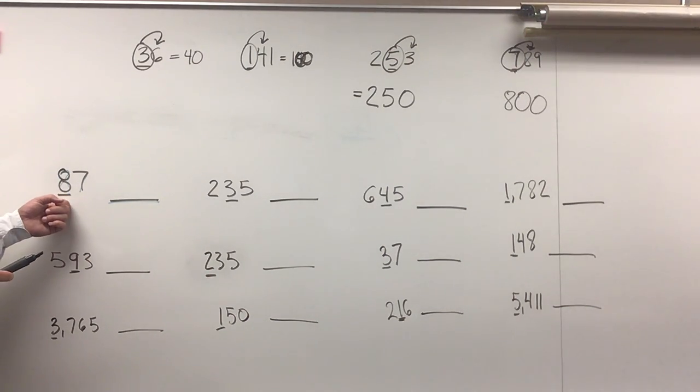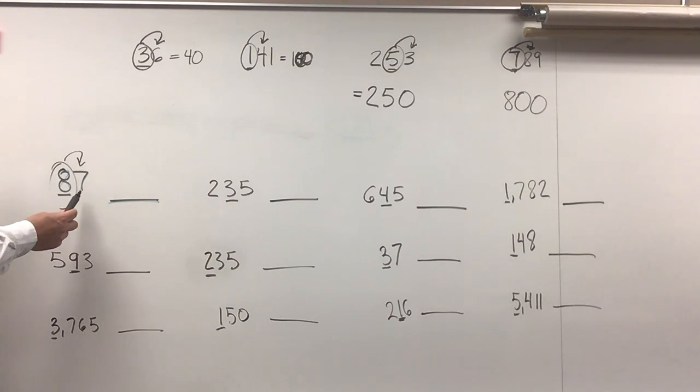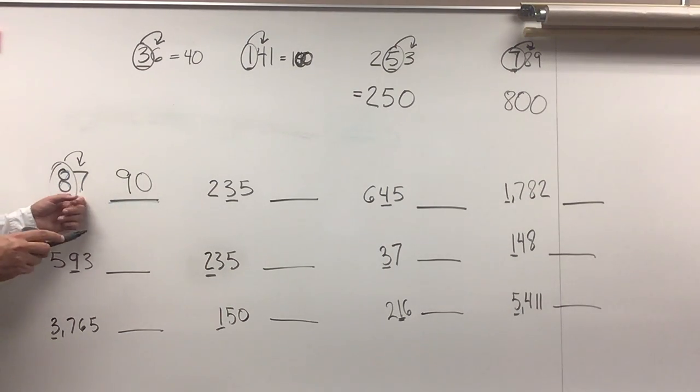87, round it to the nearest 10. Grab a sheet of paper, make sure you're following along with me. Okay, I'm gonna circle the 8, I'm gonna look over at the 7. I know that 7 is greater than 5. I'm gonna round my 8 up to a 9. This becomes a 0, it's a 90, okay?